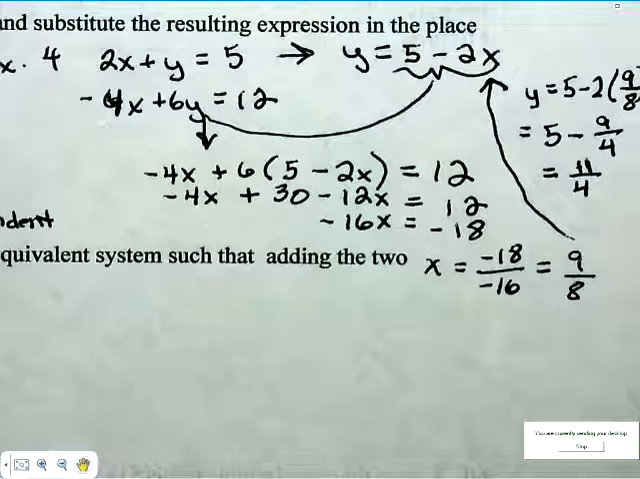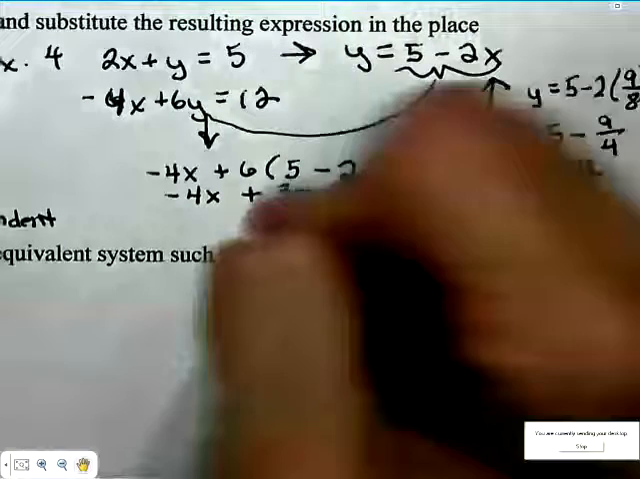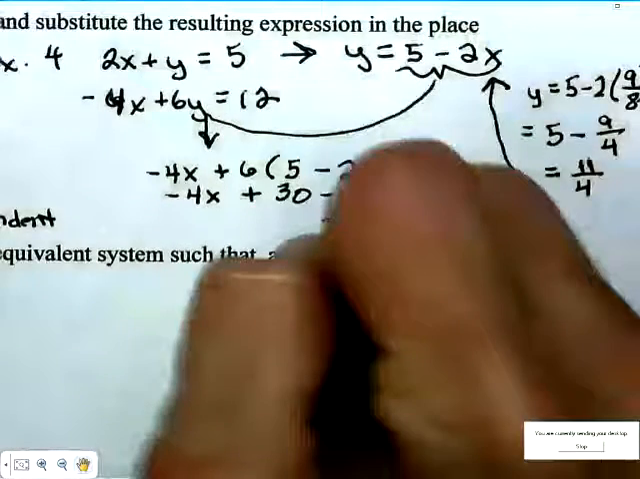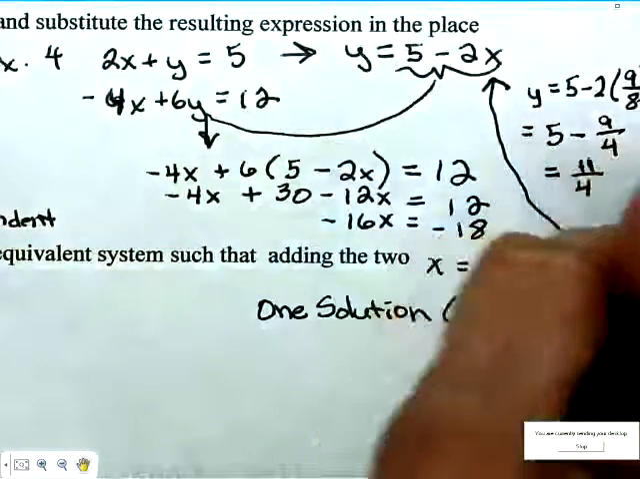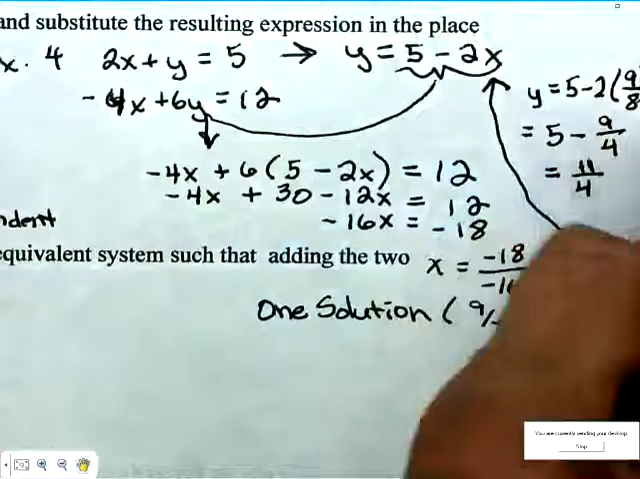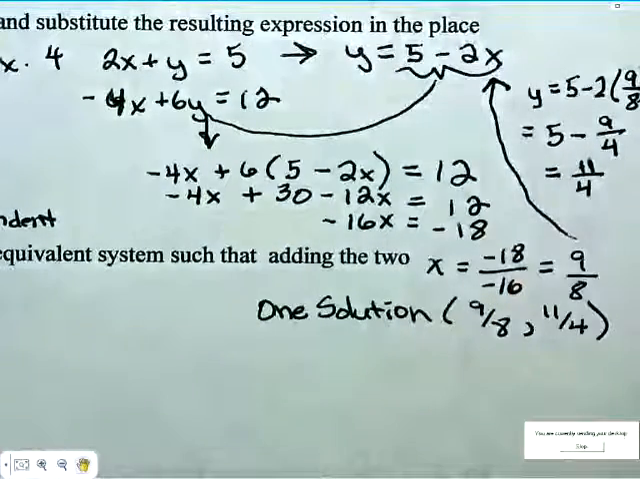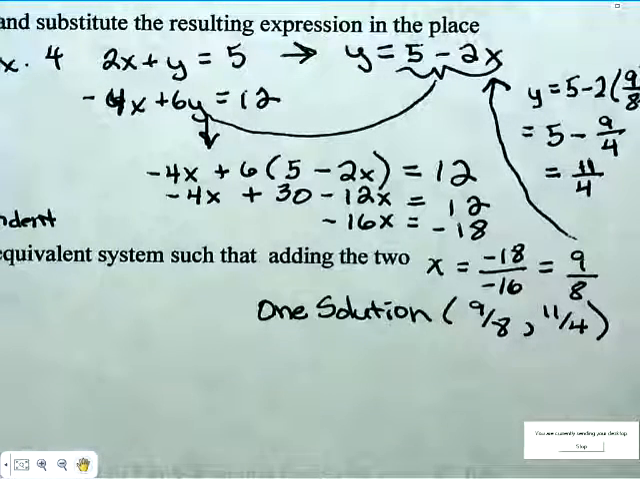All right. This again is an example of a system that has how many solutions? One solution, and it is the ordered pair 9/8, 11/4. And I'm not going to write it down again, but that system is consistent and independent. Consistent because it has at least one solution. Independent because the two lines aren't the same.